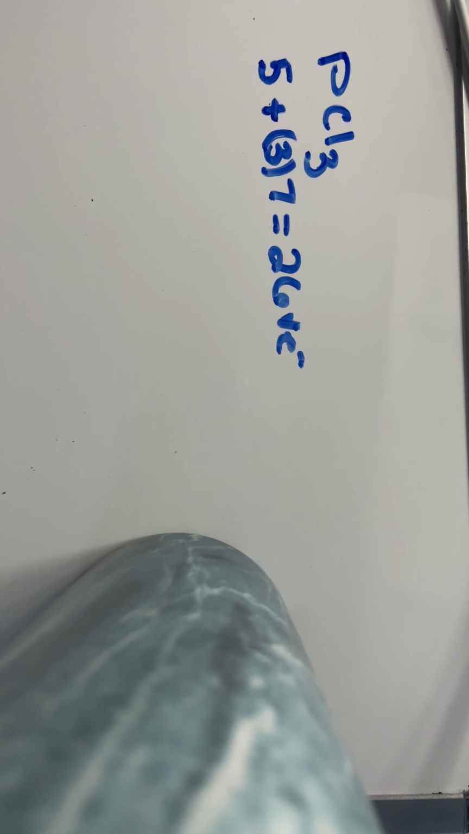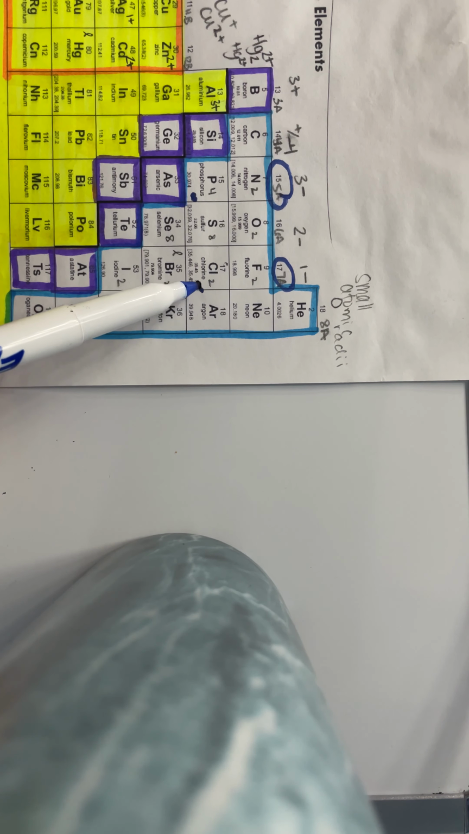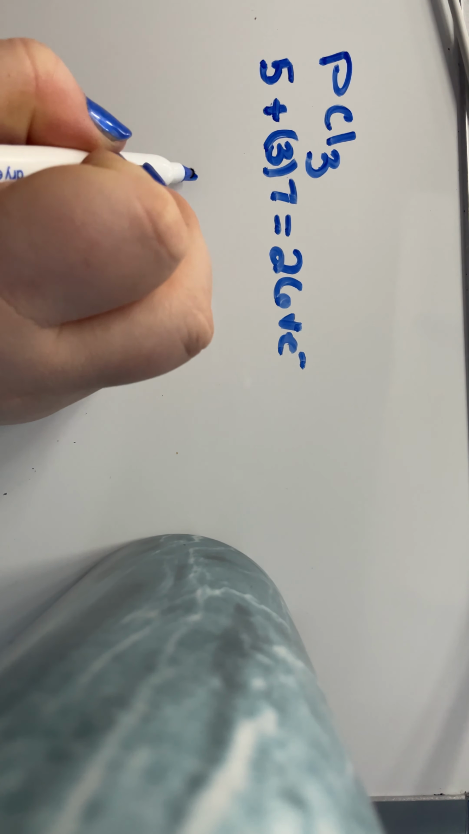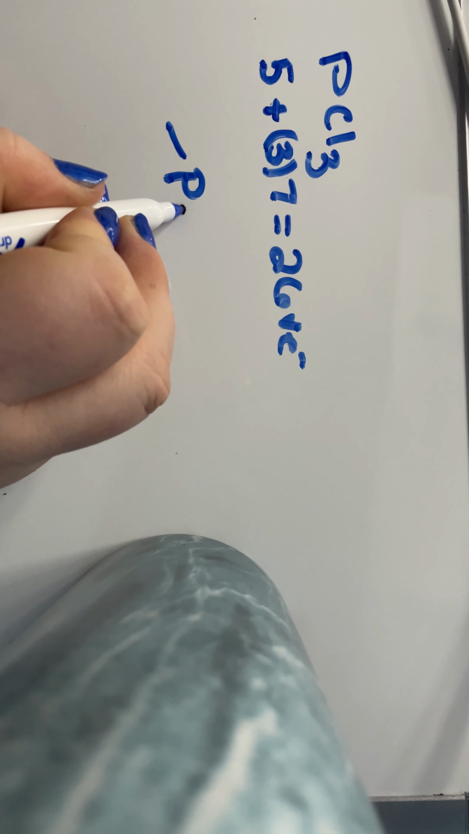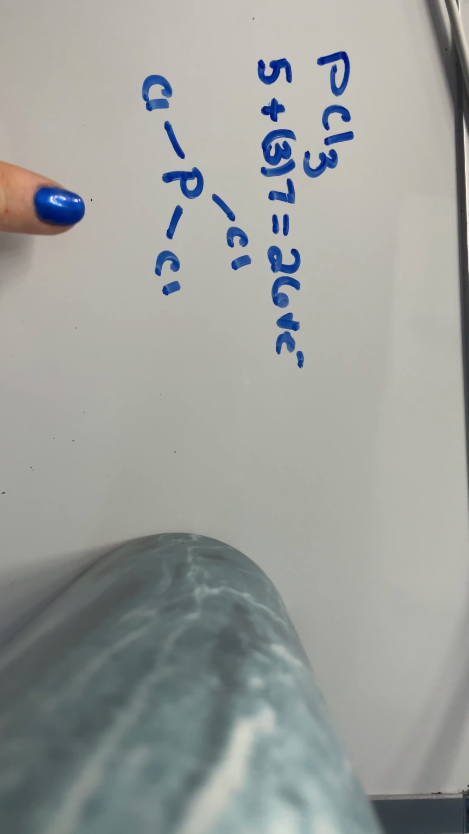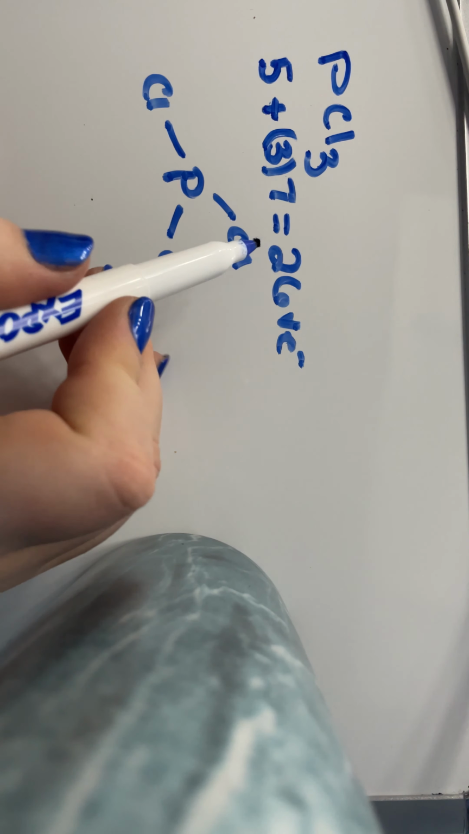Now that we have the number of valence electrons, we can go ahead and start creating our Lewis structure. So looking back at the periodic table, we can see that phosphorus is further away from fluorine than chlorine is, therefore making it our least electronegative atom, making it our central atom. Now we can draw our chlorine atoms on our phosphorus atom. Now, looking at this, we know that phosphorus does not have a complete octet, but I'm going to go ahead and first fill in our valence electrons for chlorine.